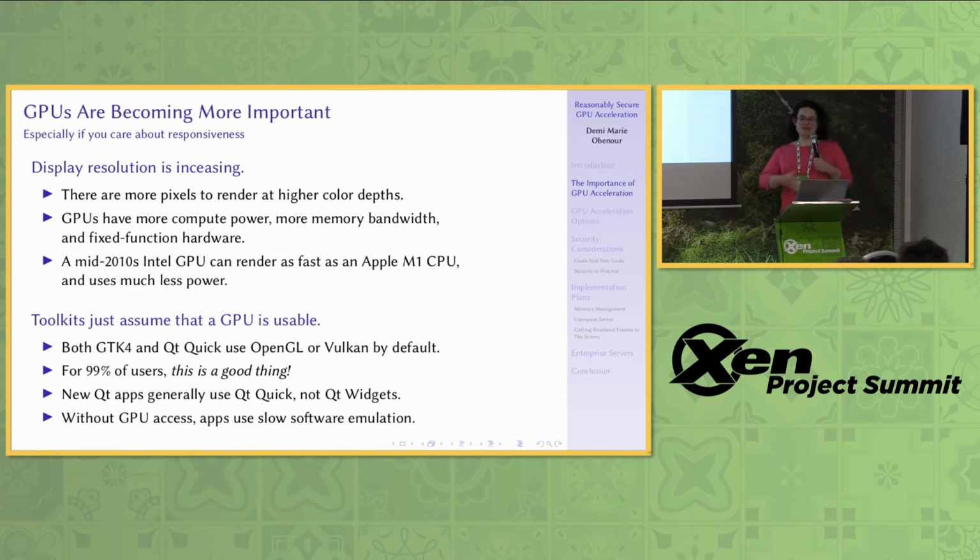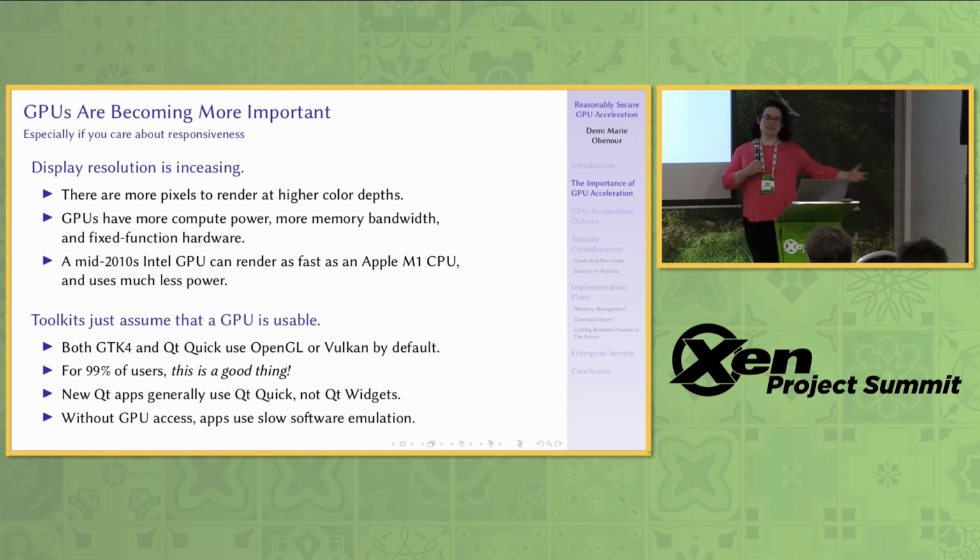GPUs on the client side are becoming more important, not just for things like gaming or video decoding, as Ray showed, but also just for general applications, especially if you care about them being responsive. Display resolution is increasing, which means there are more pixels to render. Also, high dynamic range means that color depths are going up, so there are more bits per pixel. And compared to a CPU, a GPU has more compute power, more memory bandwidth, and dedicated fixed-function hardware to accelerate rendering. A mid-2010s Intel iGPU can render as quickly as an Apple M1 CPU, and it uses a lot less power.